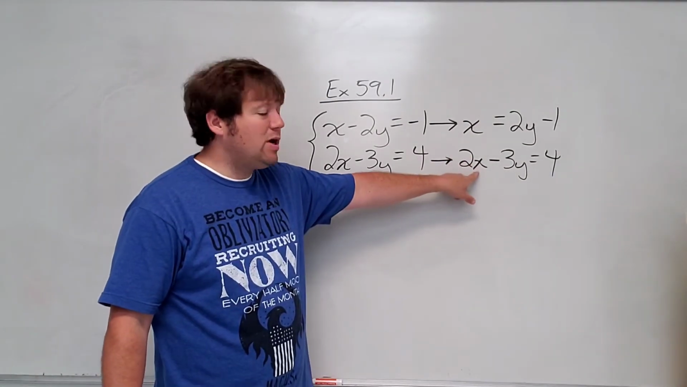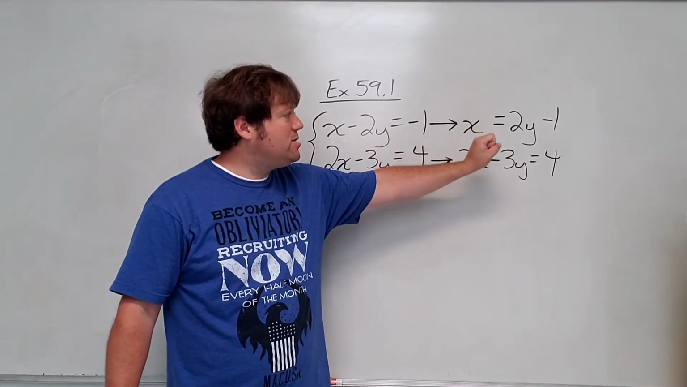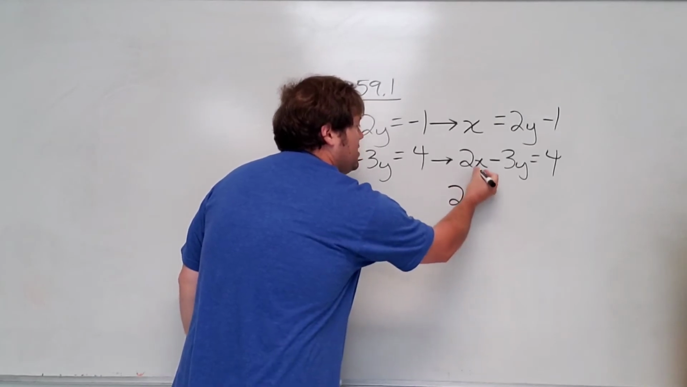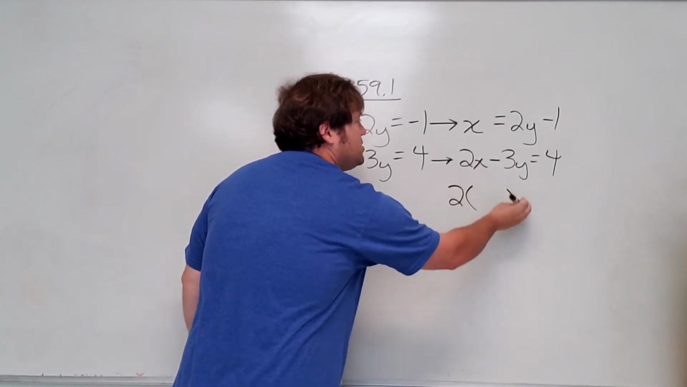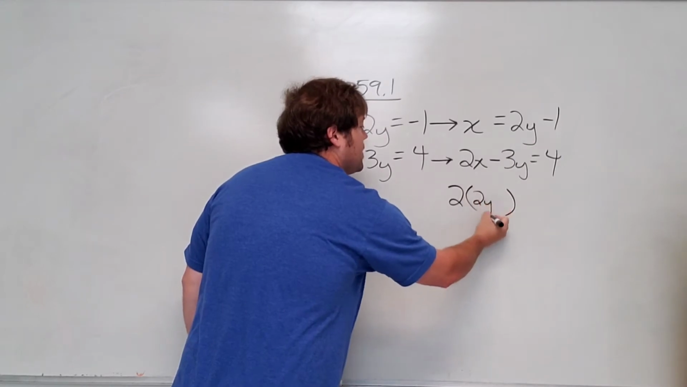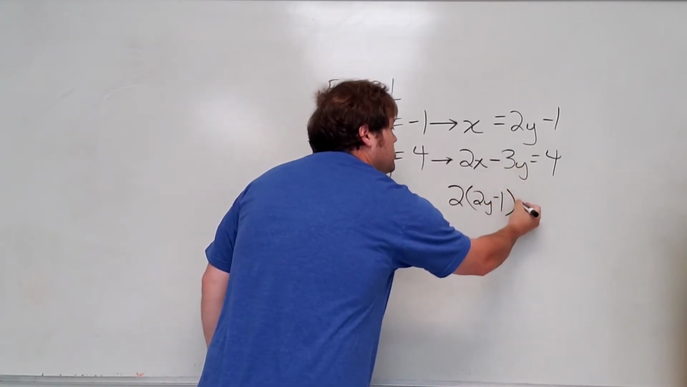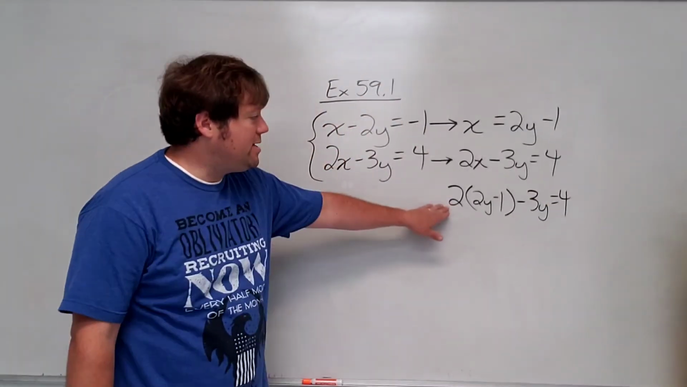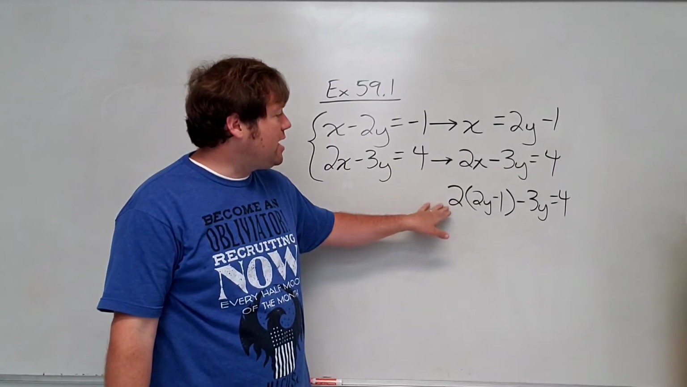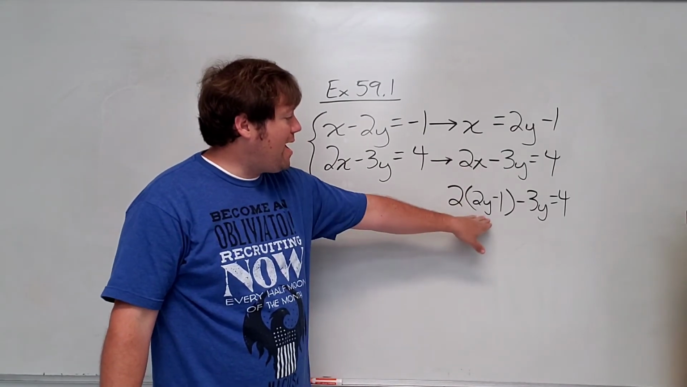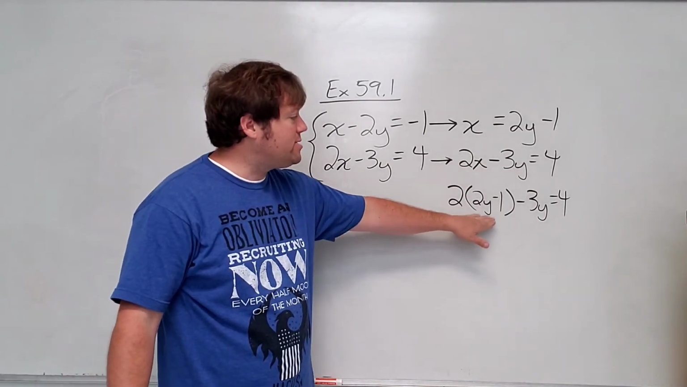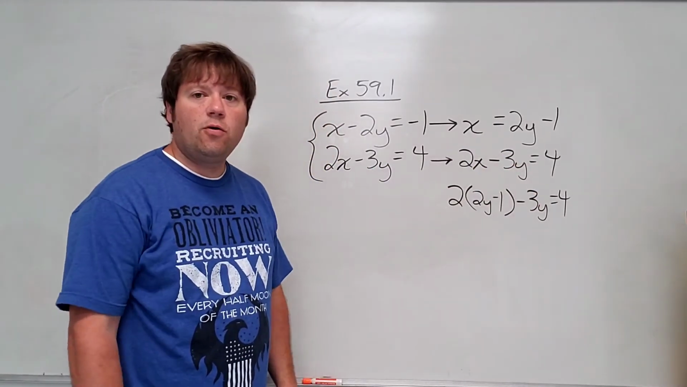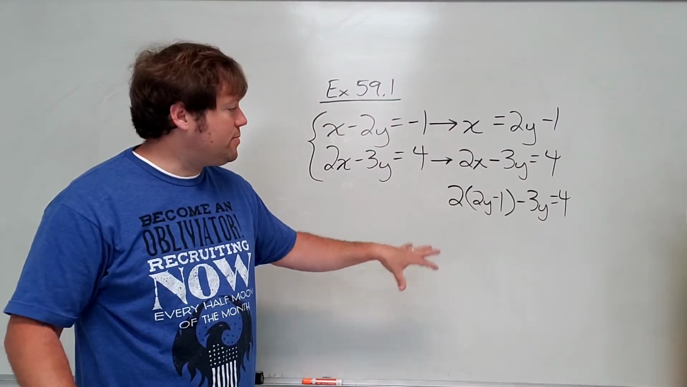We will substitute in place of x what x is equal to. X is equal to 2y minus 1. So I'll go ahead and do 2, and then instead of x, we're going to substitute 2y minus 1. And it's going to also have the -3y with it, and it's going to equal 4. So basically, I just copied that second equation down. I still have 2x, but in place of x, I put what x is equal to, 2y minus 1. I still have -3y. It still equals 4. Then I do a little bit of basic algebra and solve it.